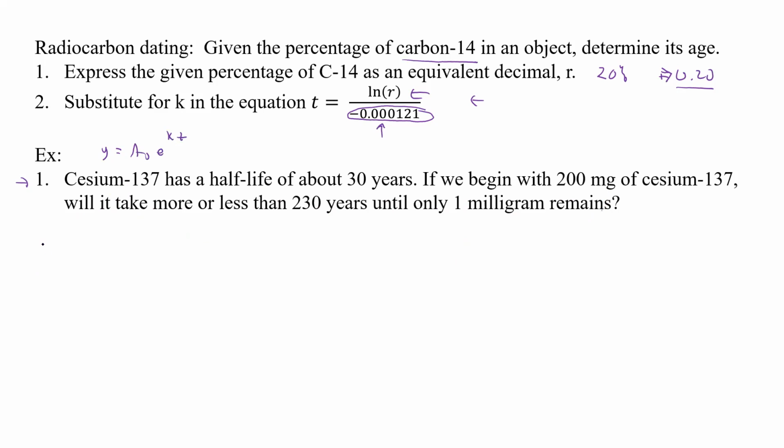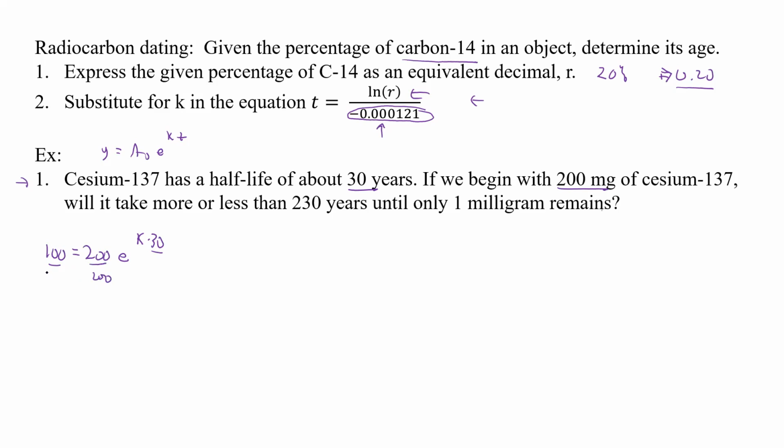Now, what do we know? Well, we know that it has a half-life of 30 years. And if we start with 200 milligrams, how much is half of that? Well, that's 100. So let's say we have 100 equals 200 e to the k times our half-life of 30 years. So we've plugged in everything we know, the half of 200 and our half-life t equal to 30. Now we can solve for k.